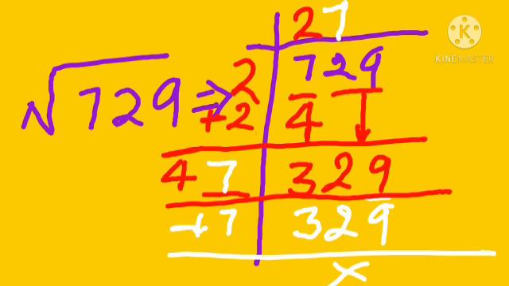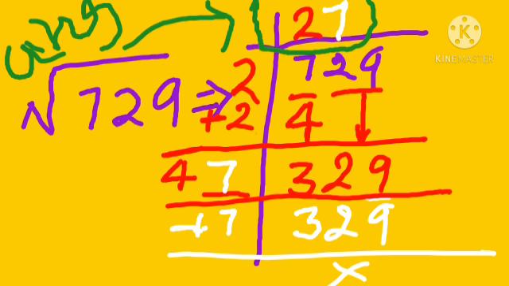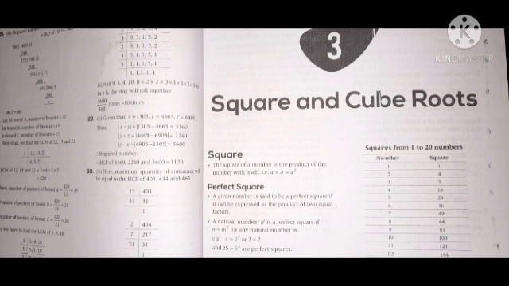To read the table again, 4 7s are 28, 4 8s are 32. So we'll try 7. 47 times 7 is 329. So the answer we have got is 27. That means the square root of 729 is 27. Now you are able to read or study the chapter on square and square root. We have discussed whatever is written here.